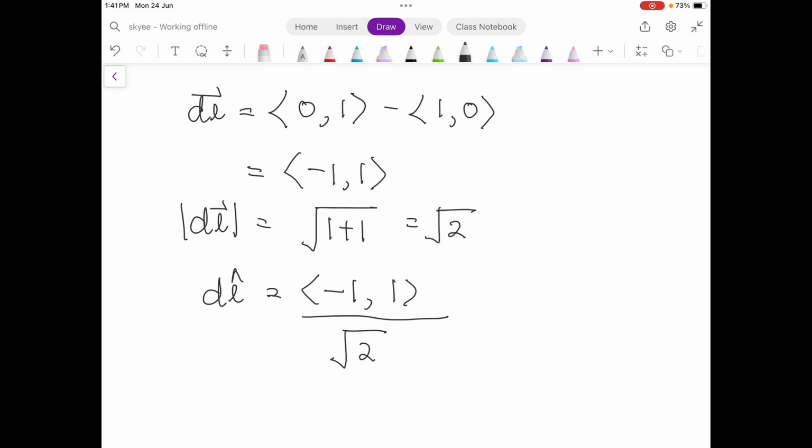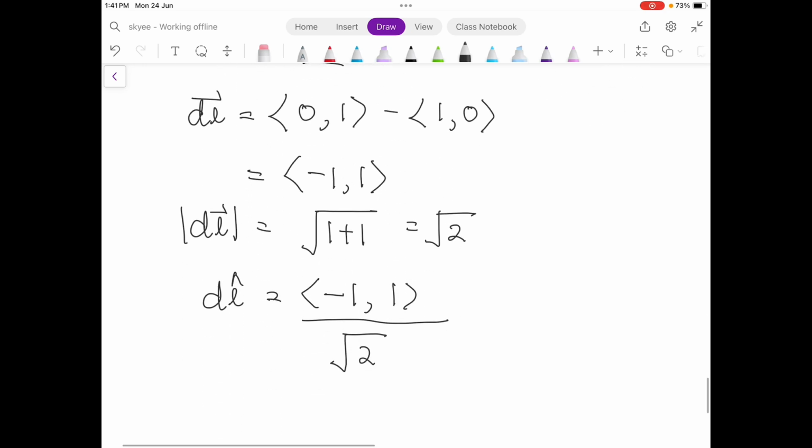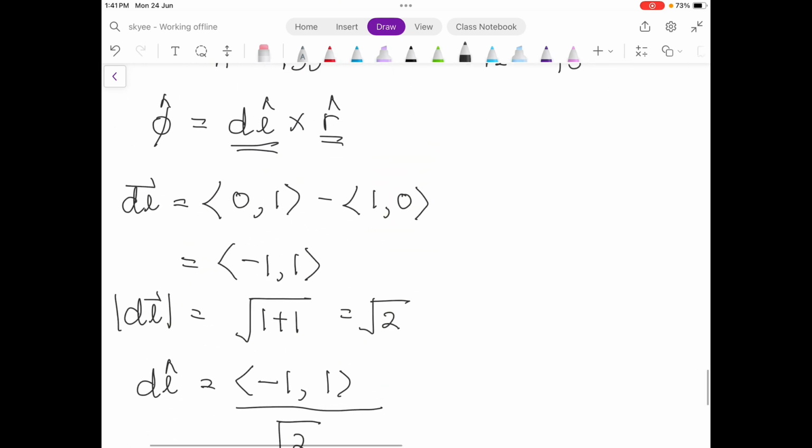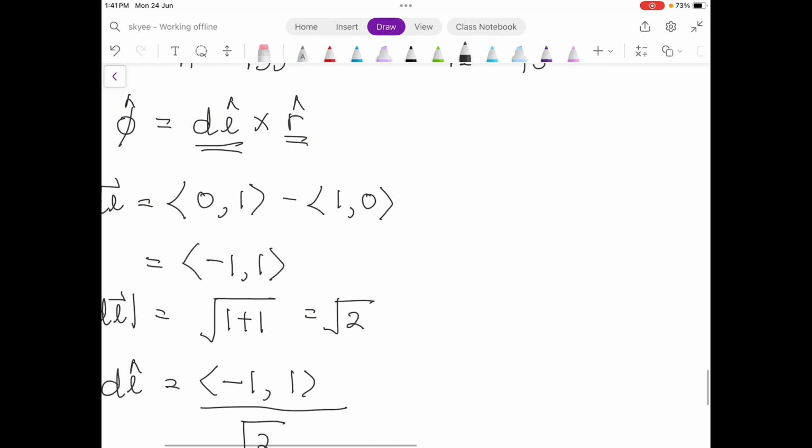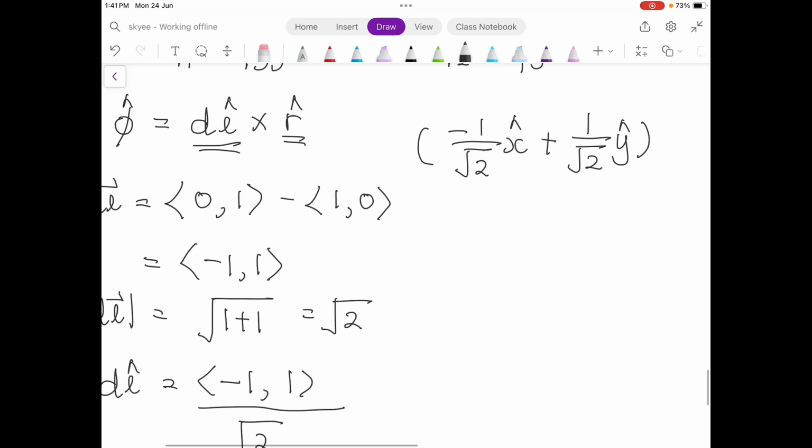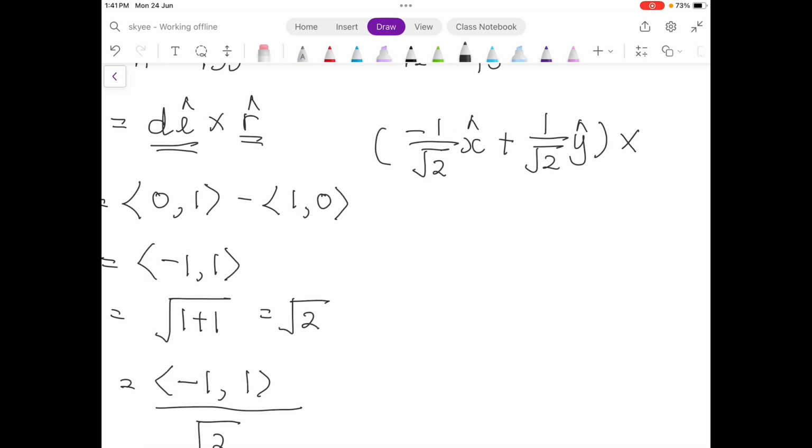Okay, in our previous example, we don't need to calculate this dl because the current filament is always aligned with the x-axis or y-axis or z-axis. But this one is slightly different. That's why we have to calculate this. Okay, so after getting this one, we can put it here. So negative 1 over square root 2 x, plus 1 over square root 2 y. This is your dl, and then cross with the unit vector r.